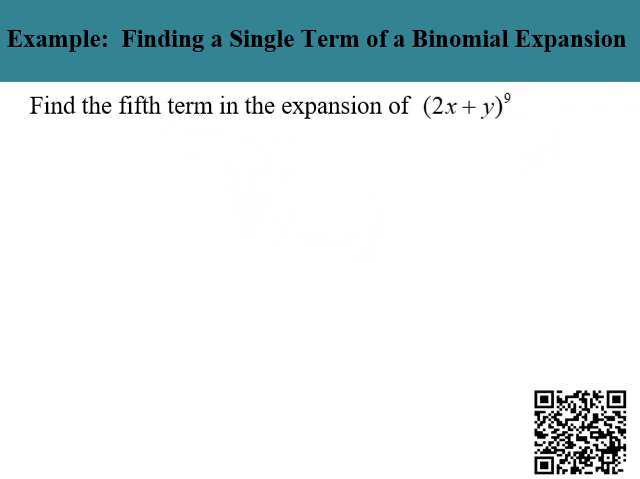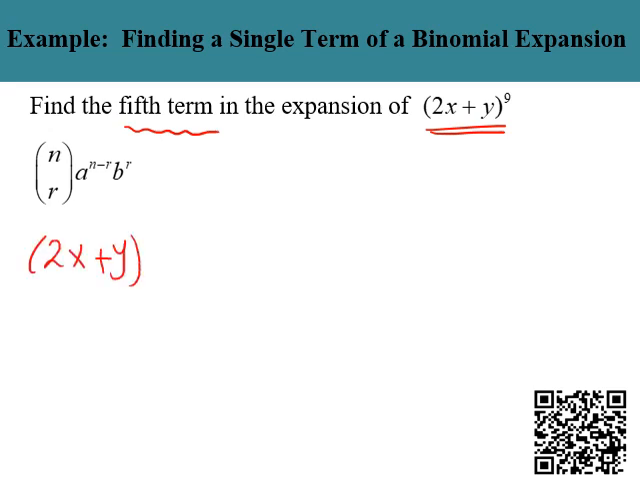For example, finding a single term of a binomial expansion. I am looking for the fifth term in this expansion. Again, the rule is n choose r, a to the n minus r and b to the r. So (2x plus y) to the power of 9. I'm not going to expand the whole 10 terms of this binomial expansion. I just need the fifth term.